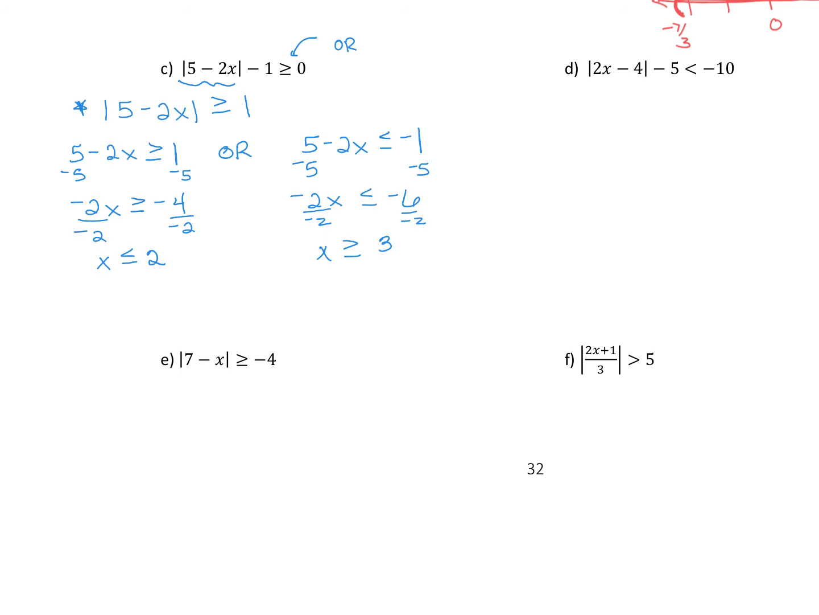So for our number line, we've got something that is less than or equal to 2, or greater than or equal to 3. And so our interval notation will be -infinity up to 2, union 3 to infinity.